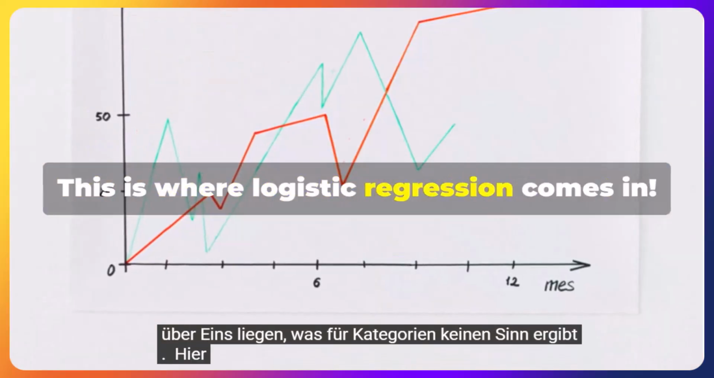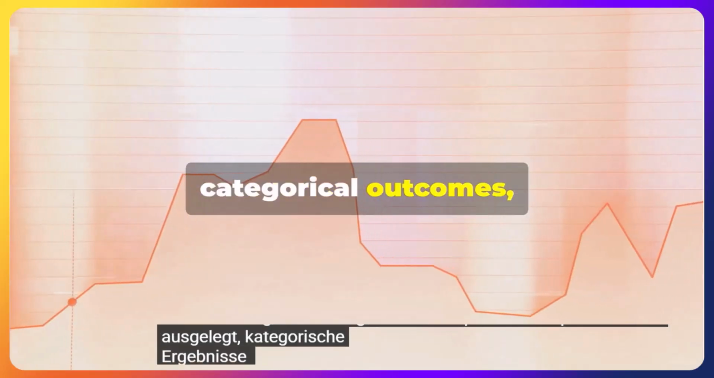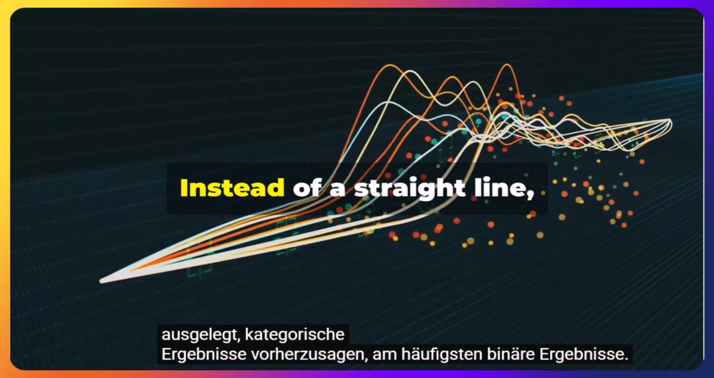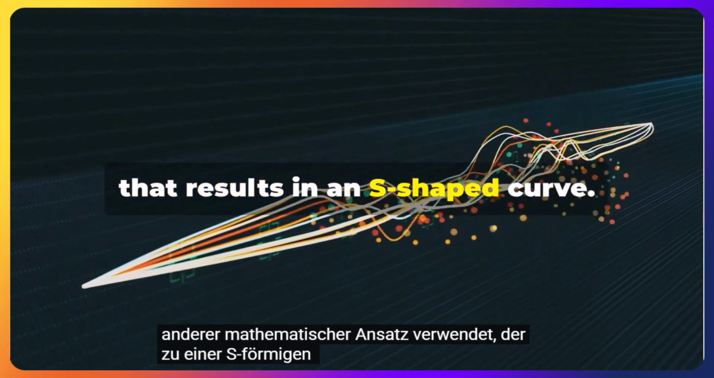This is where logistic regression comes in. It's specifically designed to predict categorical outcomes, most commonly binary outcomes. Instead of a straight line, it uses a different mathematical approach that results in an S-shaped curve.